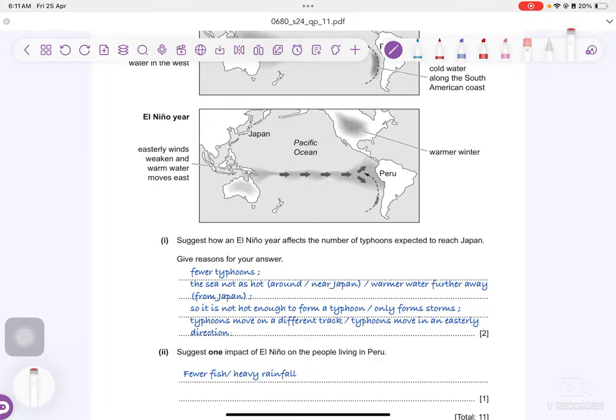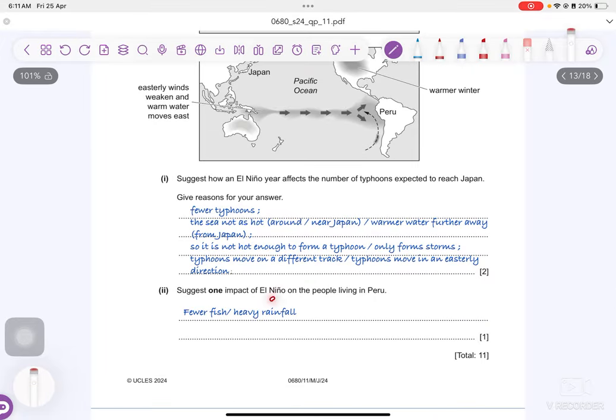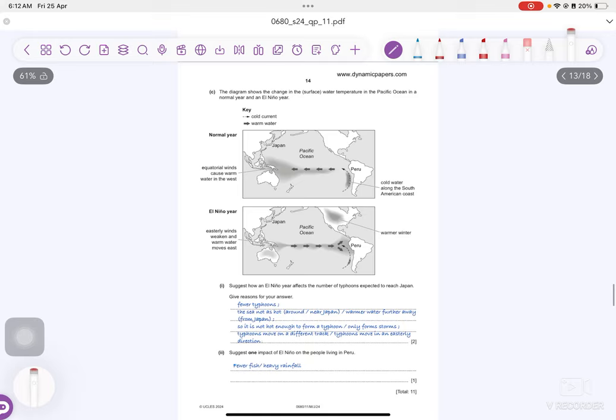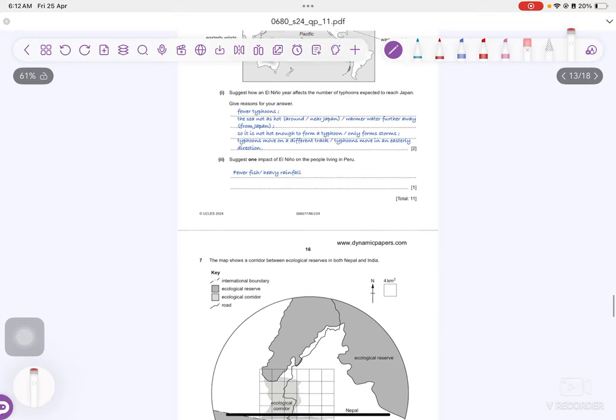Just one impact of El Niño on the people living in Peru: there are going to be fewer fish, and I explained the reason behind that. And also there's going to be heavy rainfall, because more water evaporates, and that's going to cause more rainfall. I hope El Niño Southern Oscillation is easier now.